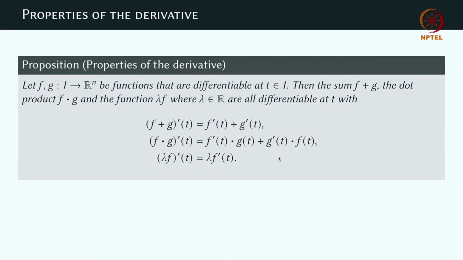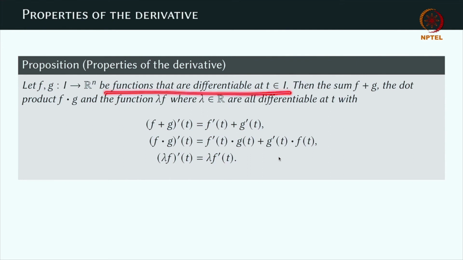Okay, since everything is just doing things termwise, you can expect that all the familiar properties of the derivative will be true. So suppose you have two functions f, g from I to Rn. Let me recall once again that I will always denote an interval in R.